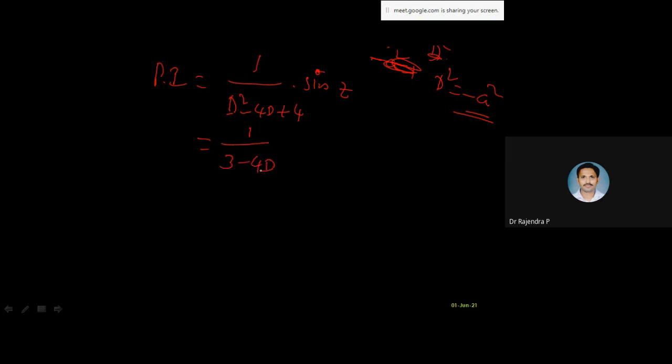3 minus 4d into sin z. Correct? So how to go ahead next level? 3 plus 4d, we have to go for rationalization. 9 minus 16 d square into sin z, multiplied by 3 plus 4d over 3 plus 4d. a minus b into a plus b, that is a square minus b square form. Now again, in place of d square, if you substitute, what are we going to get?